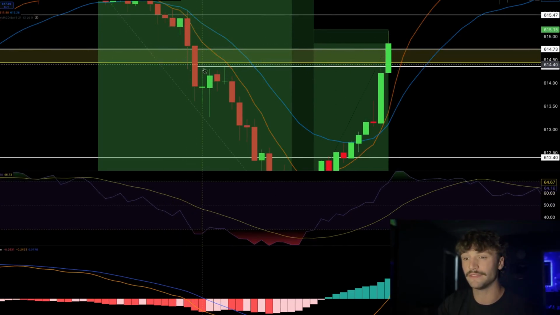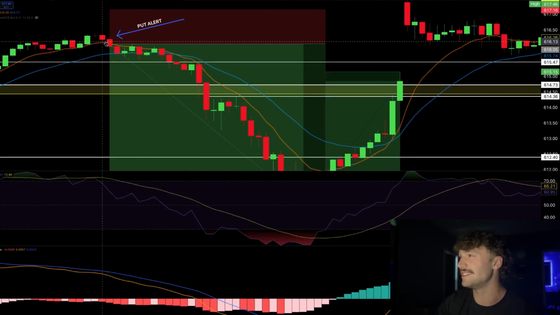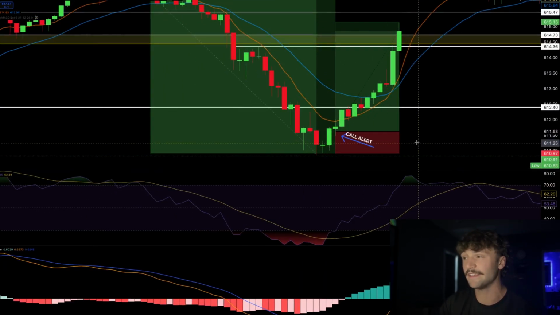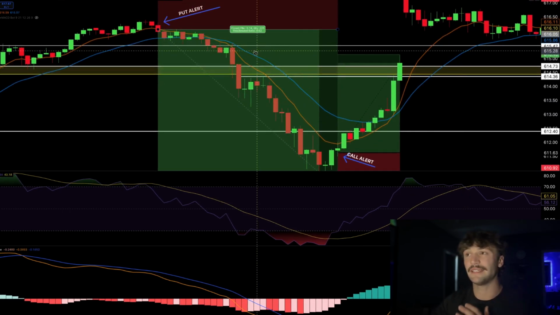Ended up running about 522% down from about $616 all the way down to around $610. And this was late day, so these contracts were absolutely moving. But nonetheless, that is how I would take that.